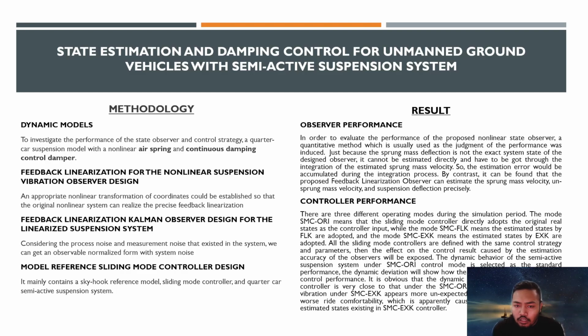For the result, there are 2 results: the observer performance and the controller performance. From the observer performance, in order to evaluate the performance of the process non-linear state observer, a quantitative method which is usually used as judgment of the performance was introduced. Because the sprung mass deflection is not an exact system state of the designed observer, it cannot be estimated directly and has to go through the integration of the estimated sprung mass velocity, so the estimation error would accumulate during the integration process. By contrast, the proposed feedback linearization observer can estimate the sprung mass velocity, unsprung mass velocity and suspension deflection precisely.